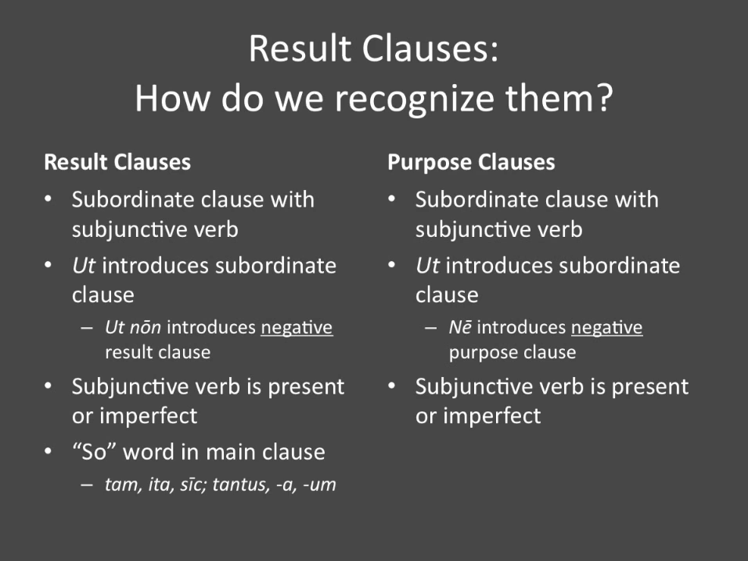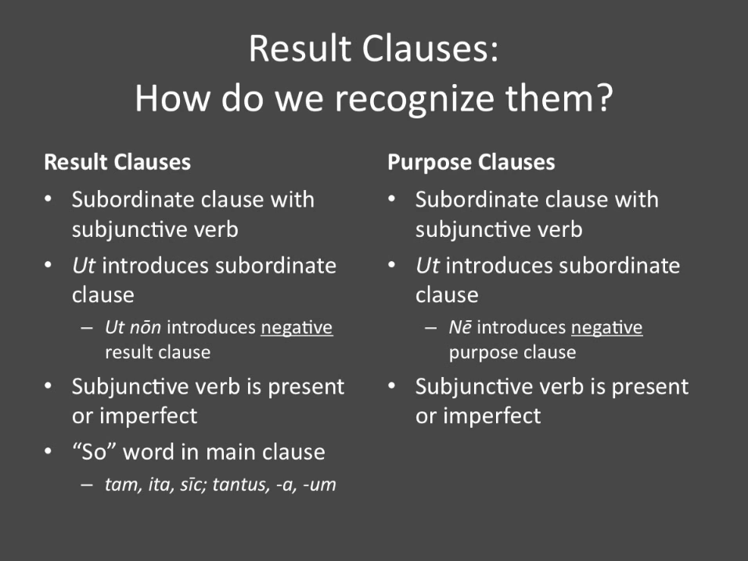Result clauses can be recognized by some of the same clues as purpose clauses. A result clause is a dependent clause with a subjunctive verb in the present or imperfect tenses, and the clause is introduced by the conjunction ut. Unlike purpose clauses, a negative result clause is introduced by ut non. Negative result clauses express what did not happen as a result of the main clause.